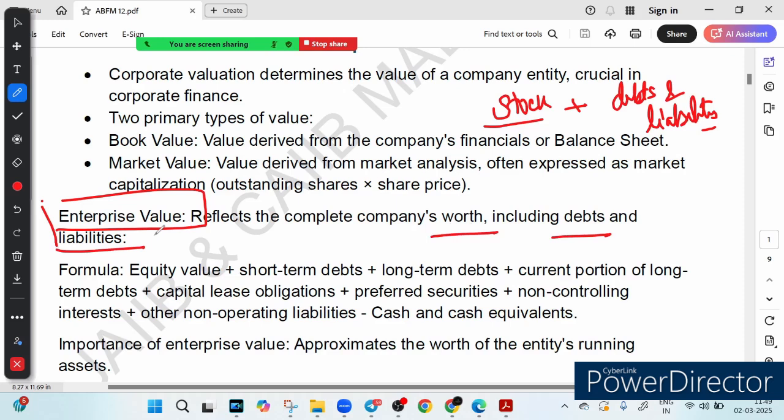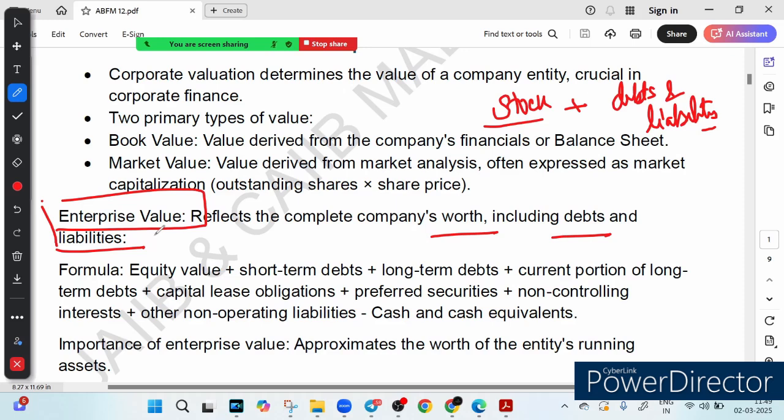So why does this matter? Because enterprise value is like looking at a house's total cost including its mortgage. It gives a much clearer picture of what the company is actually worth. That is why financial experts use it to make big investment decisions. So what we have learned: book value is assets minus liabilities. Market value is the total number of shares multiplied by share price. Enterprise value is stock value plus debt and liabilities, everything.